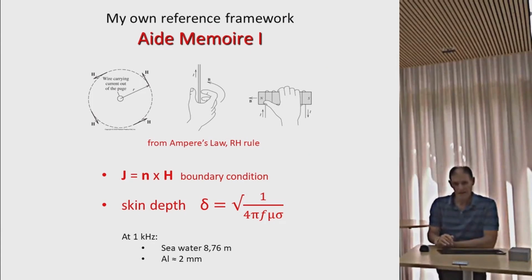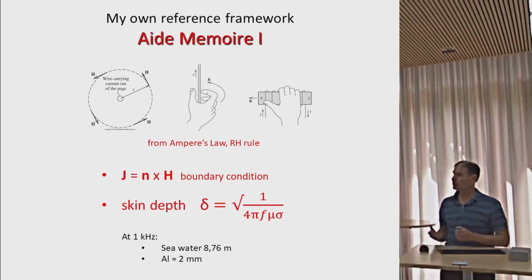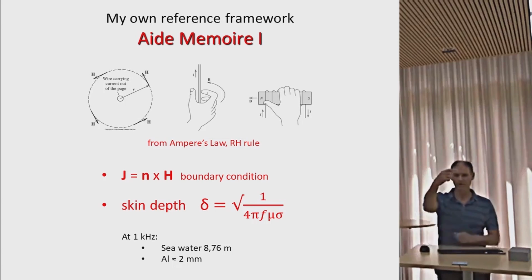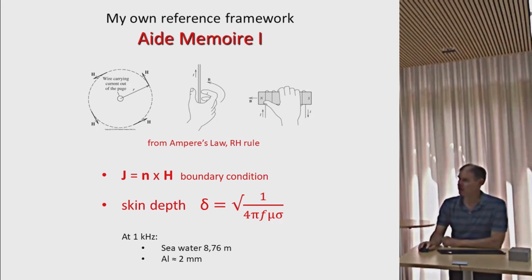For me, I need a reference framework. And what I want to do is just give this reference framework, which gets expanded on in the more detailed material, calling this an aide-memoire, something to help me remember things. The first picture here, top left, is an indication of a wire coming out of the page. And the wire coming out of a page produces magnetic field going around it. And we use the term H field here.